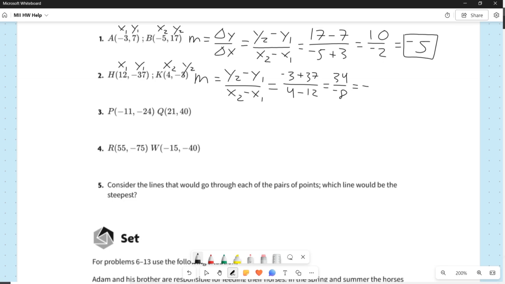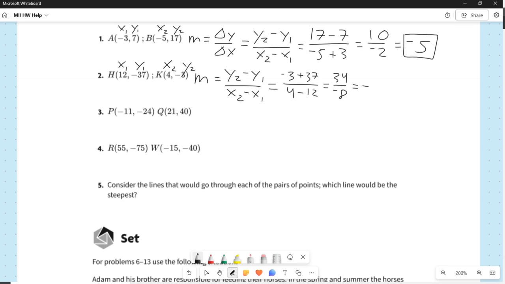If you want to reduce this fraction by hand, what we need to do is identify the GCF of both 34 and 8. What is the greatest common factor? What number goes in evenly? What is the largest number that goes in evenly into both 34 and 8?